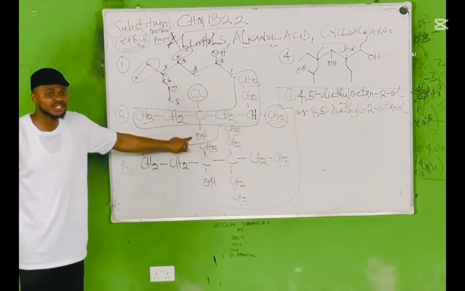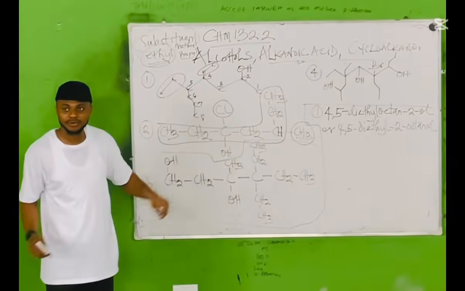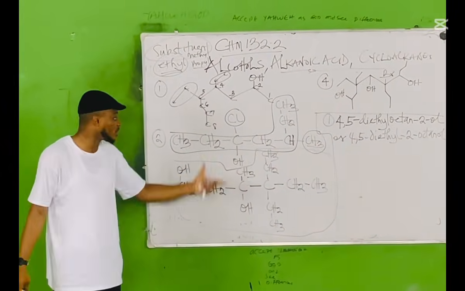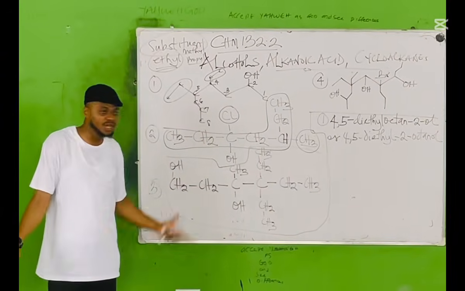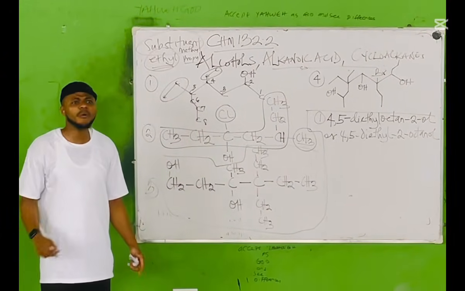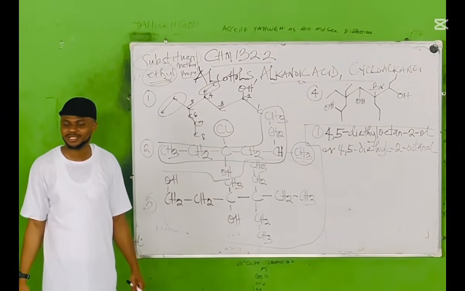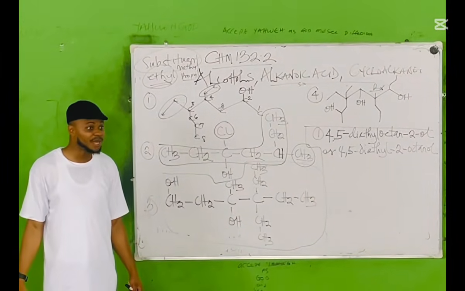This OH, is it a substituent or a group? It's a group. That's what makes it an alcohol, the presence of OH here. But when we look at carboxylic acid, I will also show you that OH can be a substituent. OH can also be a what?